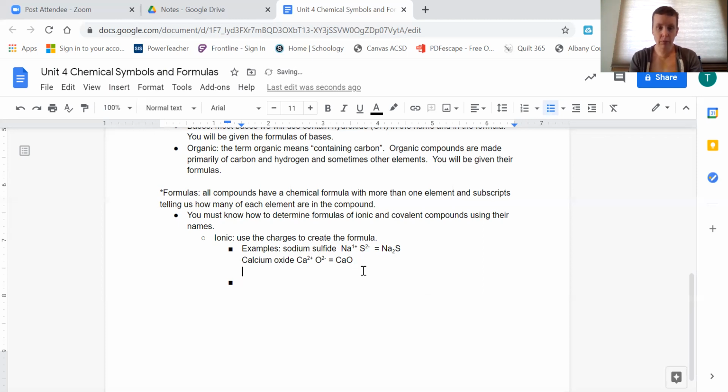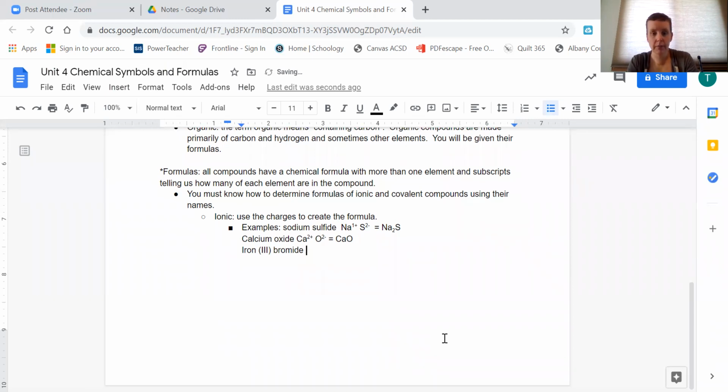All right, let's do one more example here. Okay, iron 3 bromide. So when you look at the periodic table, you find iron, and its symbol is Fe, and it's in the center of the table. Remember, the center of the table are transition metals. They have lots of different possible charges, so we don't have a really easy way to see their charge by looking at the periodic table.